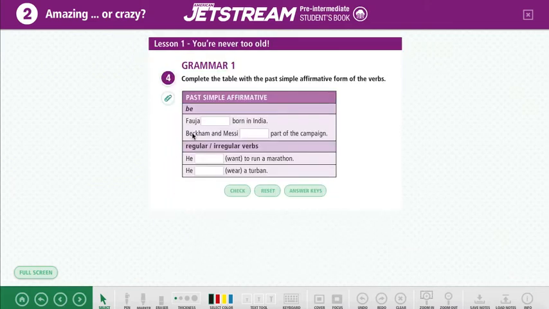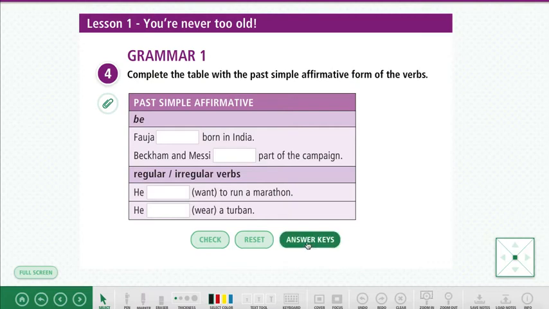Then we have the grammar. We have seen it already, but we can look at the answers over here. For example, verb be, lo mismo que les expliqué. Verb be in past, was and were. Was because it is he, and those are two people, so they were. Okay? Regular and irregular. If you want to use want in past, wanted. Here, if you want to use were in past, it is were. Okay? So that's the idea.